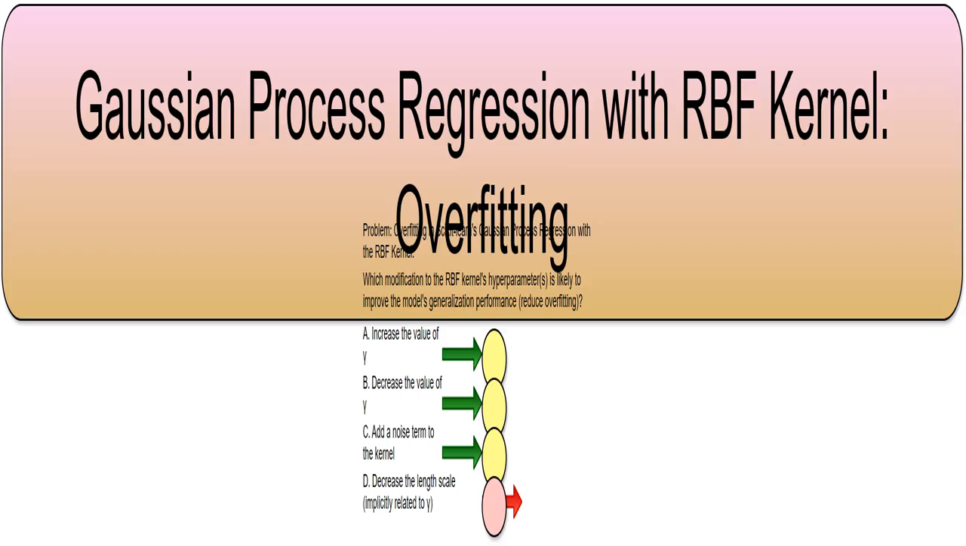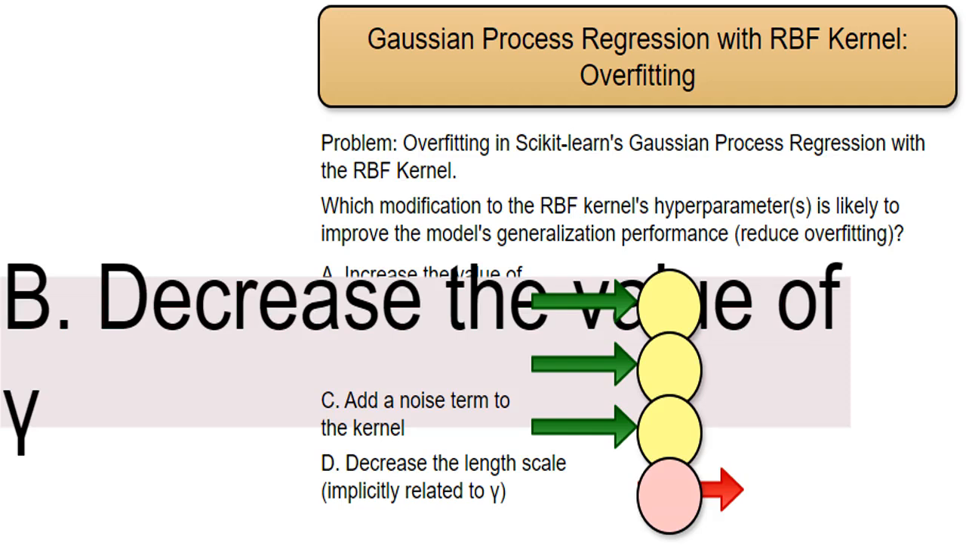We're using a Gaussian process regression model with a radial basis function, RBF, kernel. Think of it as a fancy way to predict values, using a kernel to measure the similarity between data points. The RBF kernel uses a hyperparameter gamma to control how quickly the similarity decays with distance. The problem is our model is overfitting the training data and not generalizing well to new data. Let's fix that. I suggest we decrease gamma.